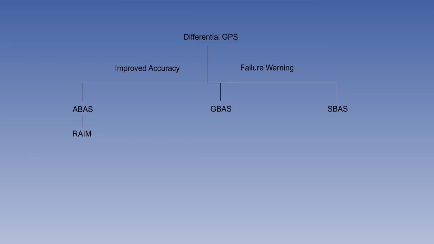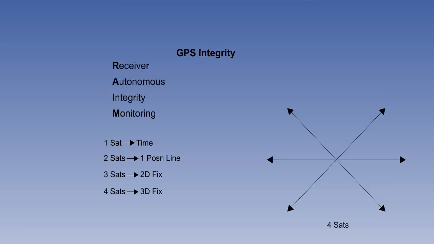RAIM requires 5 satellites and is then able to identify which space vehicle is in error. Let's see why it's 5. 1 satellite gives you accurate clock time. 2 give you a single position line. In reality, they would be curved ranges, but we're drawing them as straight lines for simplicity. 3 give you a 2-position line fix, but no cross-check. 4 give you a 3-position line fix. The third one would give you 3D fixing.